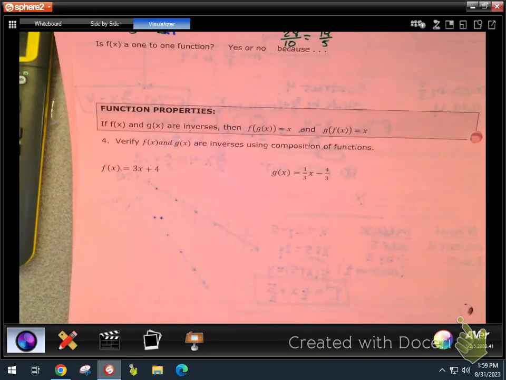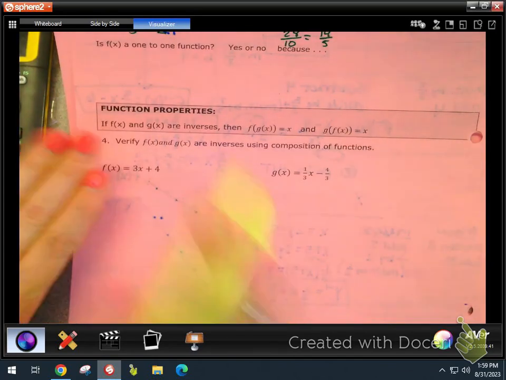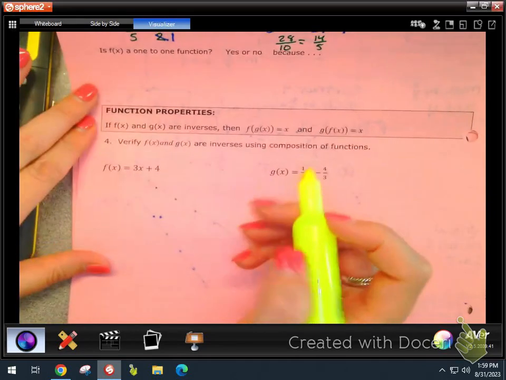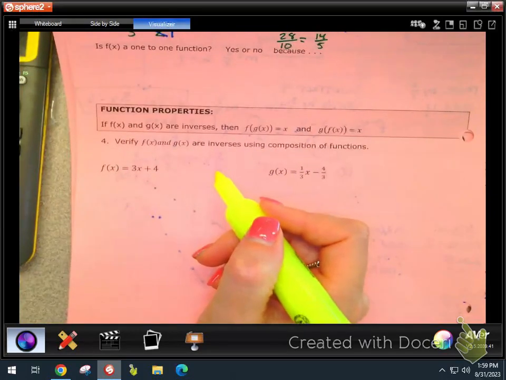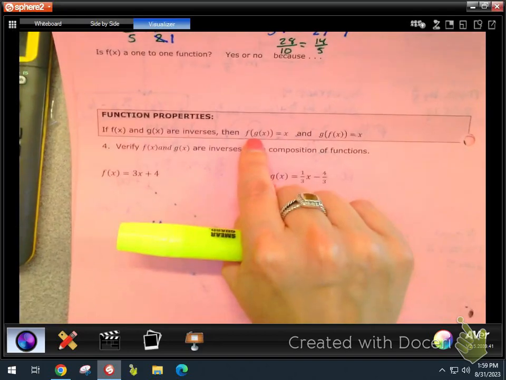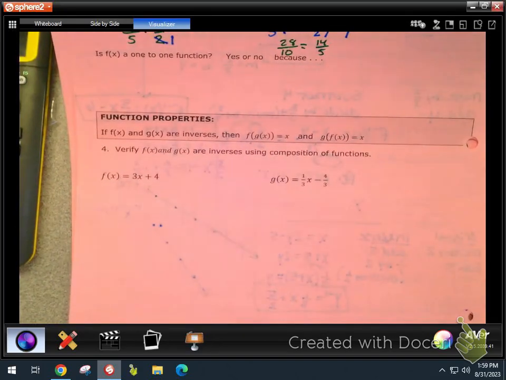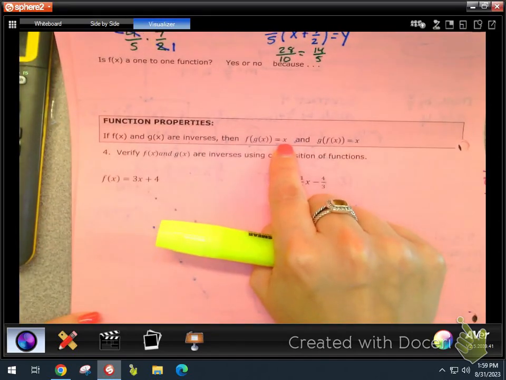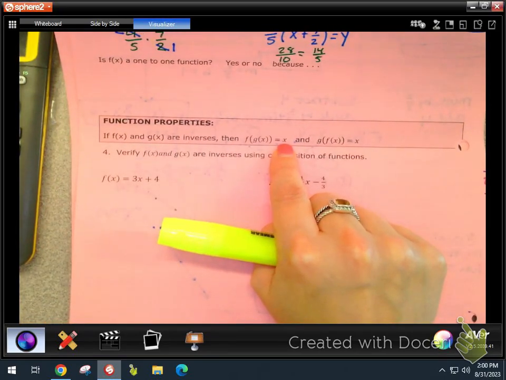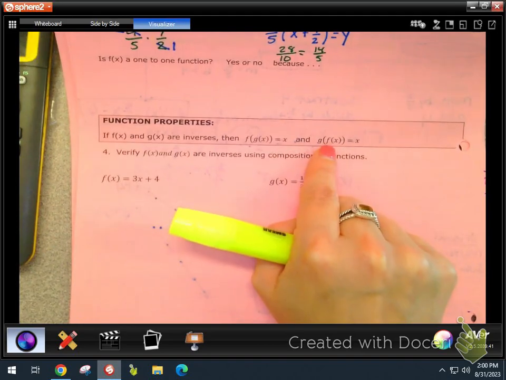But we're showing our work using composition. So here is a property. Remember, we did compositions last time, so it's kind of a refresher. If you take two functions, call them f and g, which are inverses of each other, if they truly are inverses, then if you compose them, put one as the input into the other, they will simplify down to be x. And you have to check the other way.